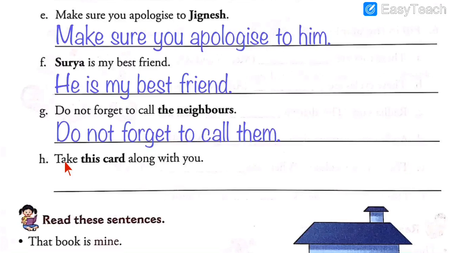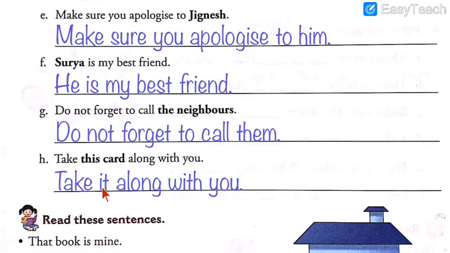The last sentence of this exercise: Take this card along with you. So the highlighted words over here are this card. Instead of card we will write the pronoun it because a card is a non-living thing. For non-living things like pen, pencil, etc., we use the pronoun it. So here is the answer: Take it along with you, replacing this card with it.